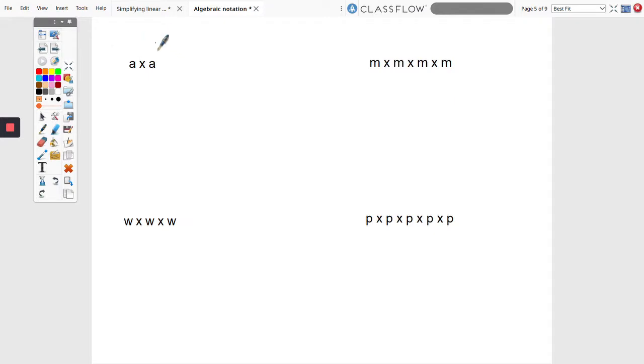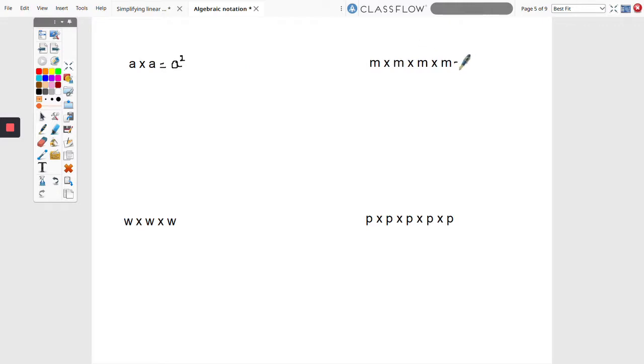So when we're multiplying, we're going to count how many we've got again, and then we're going to write it as a power or an exponent or an index. They all mean exactly the same thing. So I'm going to do a times a. So I've got 1, 2 a's. So I'm going to write my a first, and then I'm going to write a little 2 up there. And this little 2 is what we call an exponent or an index or a power. So a times a will give me a squared, or a to the power of 2 if you prefer.